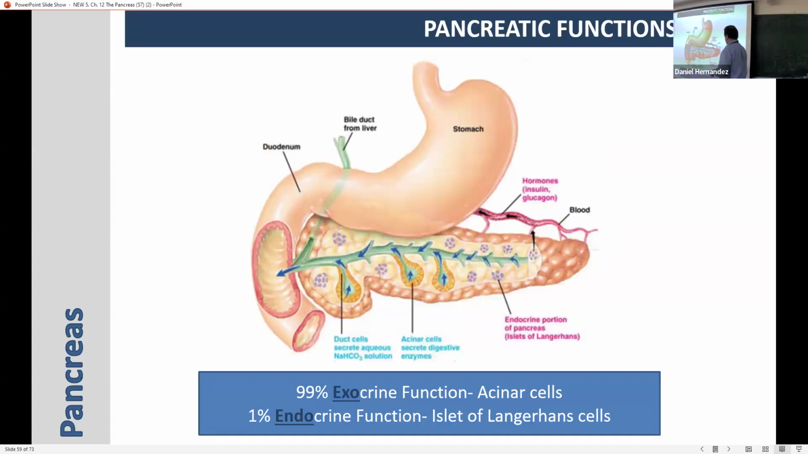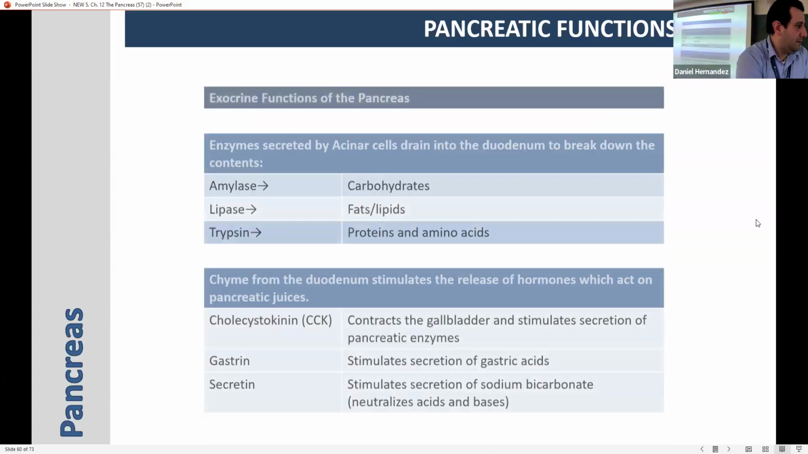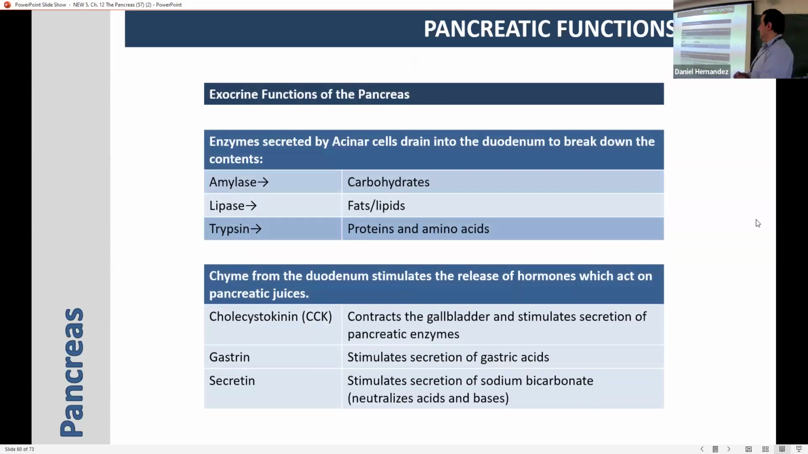Again, the majority of the cells involved in the pancreas are with the exocrine function, and only 1% of the function of the pancreas deals with endocrine function. So again, you're familiar with those pancreatic enzymes? These are good telltale signs when we want to diagnose pancreatitis, as well as obstruction of the pancreatic ducts, either through neoplasm.